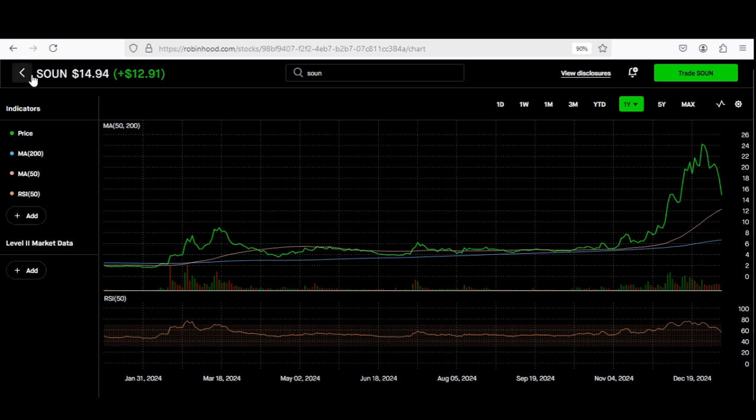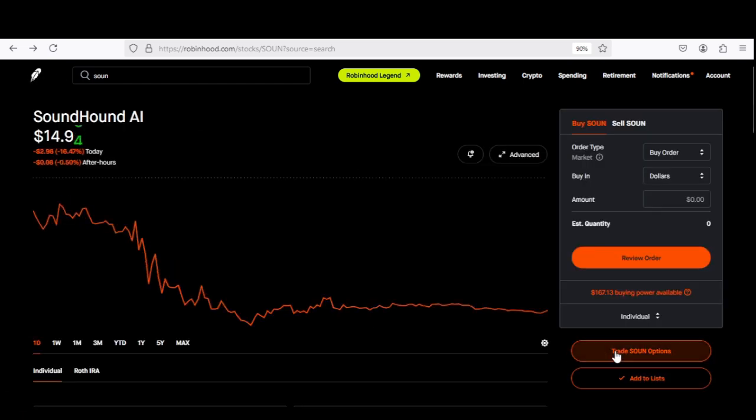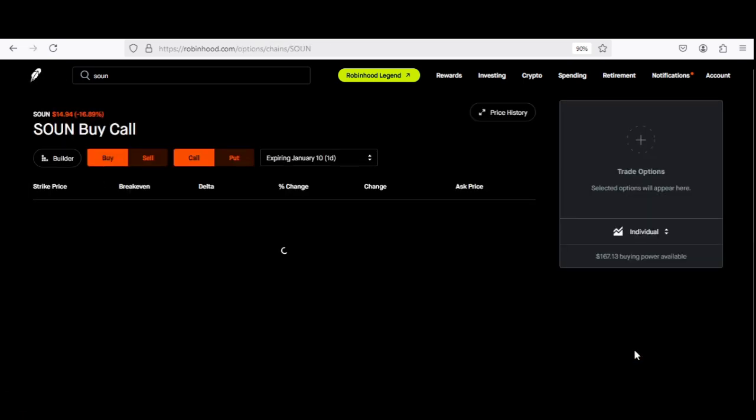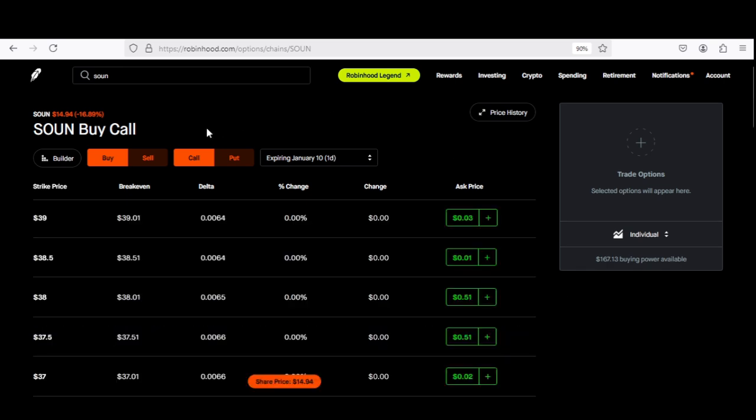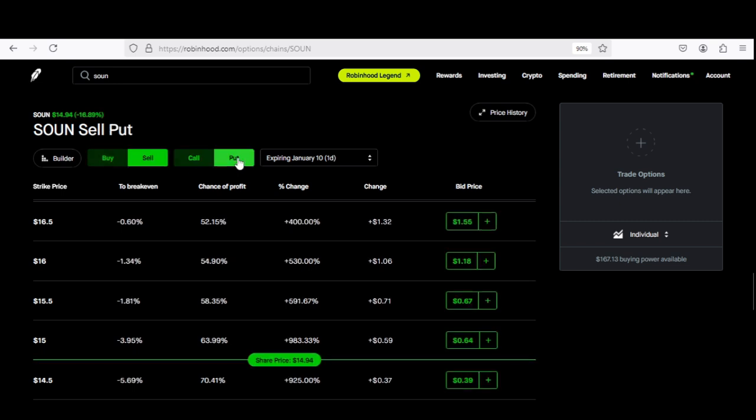So now we're going to go to the stock, and I'm going to show you what strategy I'm going to use if I decide to trade Sound AI. We're going to go to trade Sound options. For the strategy I'm going to be using, we're going to go to sell and we're going to go to put. The reason for that is that the stock is trading above the 200-day moving average. So I would never buy this stock outright. What I will do, however, if I decide to trade this stock, is try to see if I could get the stock at a much cheaper price.